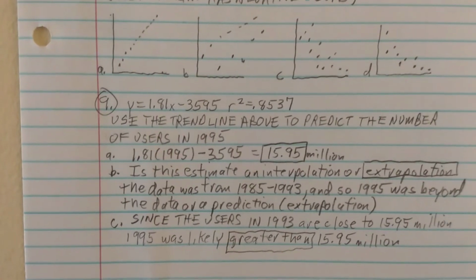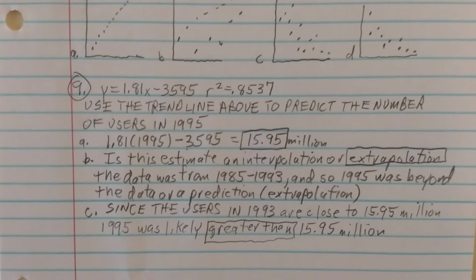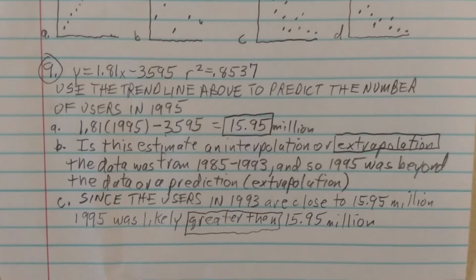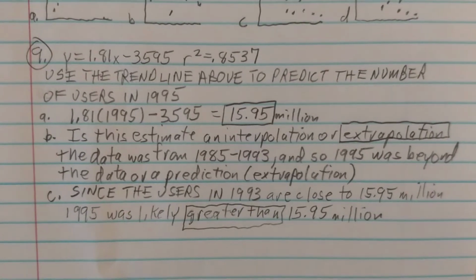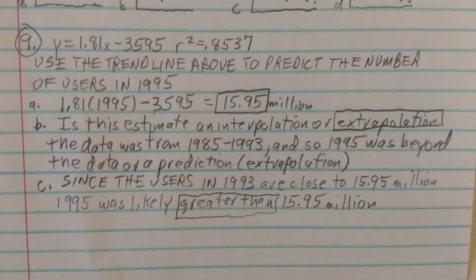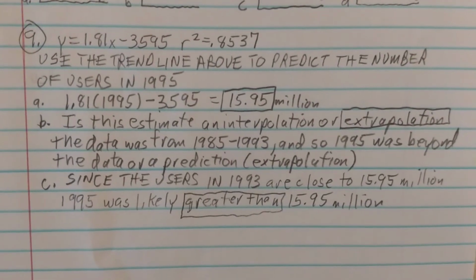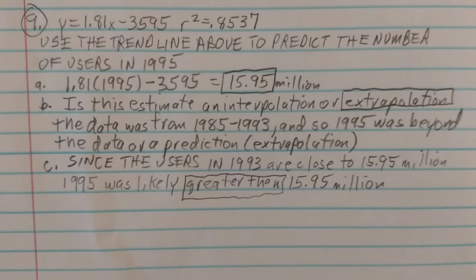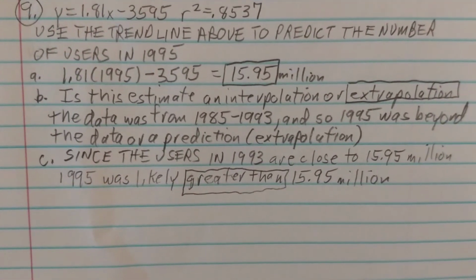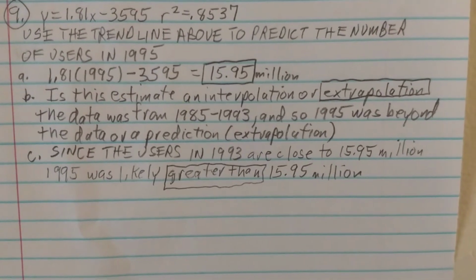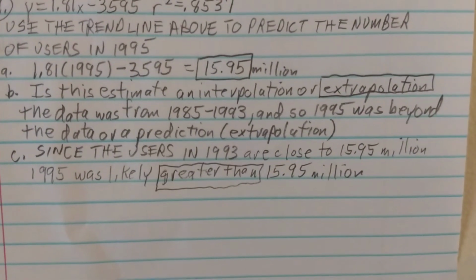And on 9, we have a trend line of 1.81x minus 3595 with an r-squared of 0.8537, and we would use the trend line above to predict the number of users in 1995. Well, plugging into a calculator, 1.81 times 1995 minus 3595 would give us 15.95 million.